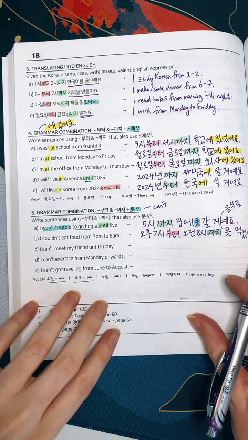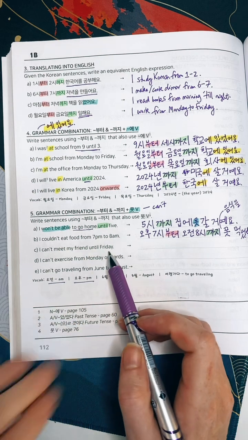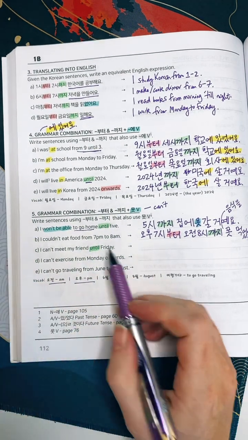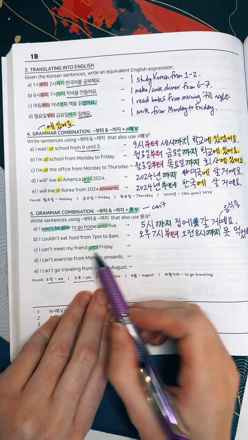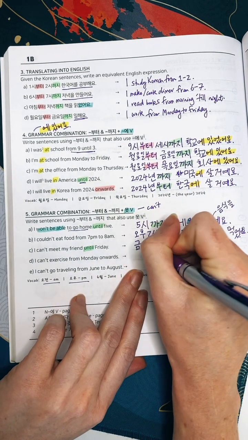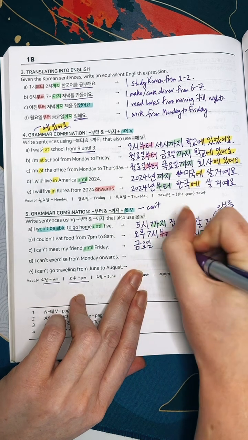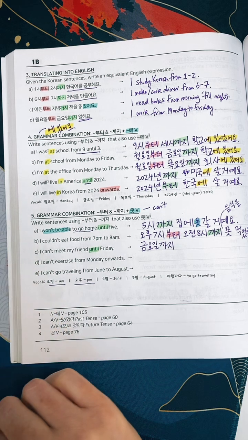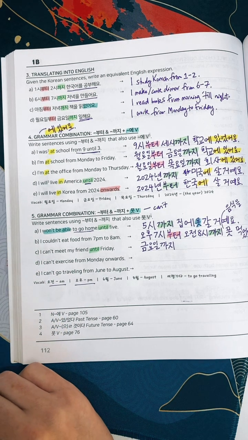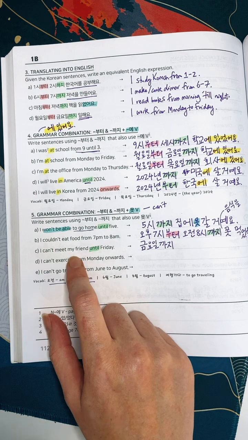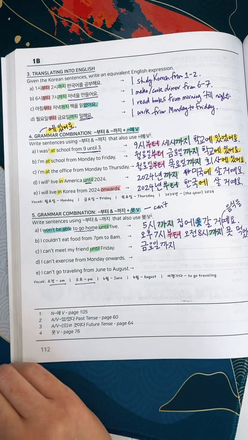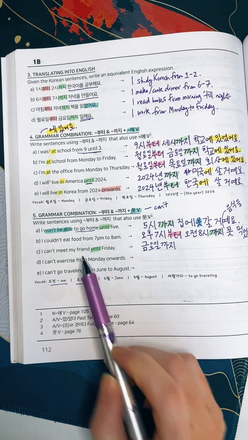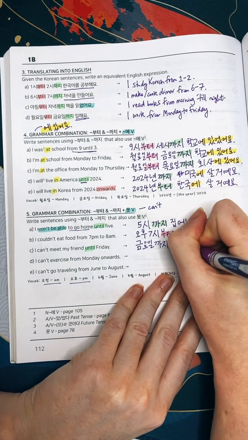Okay. C. I can't meet my friend until Friday. Until Friday. That is using our 까지 particle. And the word for Friday is 금요일. 금요일까지 means until Friday. 금요일까지. Until Friday, I couldn't meet my friend. So here, we're going to have to use the noun for friend in Korean, which is 친구.